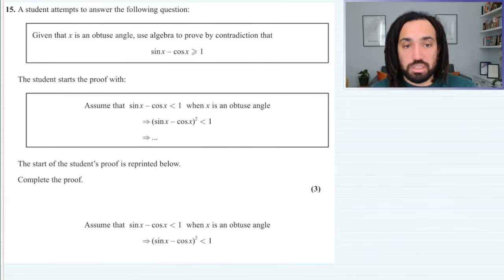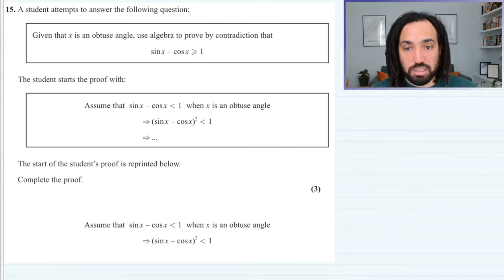Okay, so we have a proof question, and it says that a student started this proof. It says that given that x is an obtuse angle, use algebra to prove by contradiction that sine x minus cos x is greater than or equal to 1. The student starts with this proof, which is assume that sine x minus cos x is less than 1, when x is obtuse. That's good. That's the negation of the original statement. Squares both sides. That's fine.